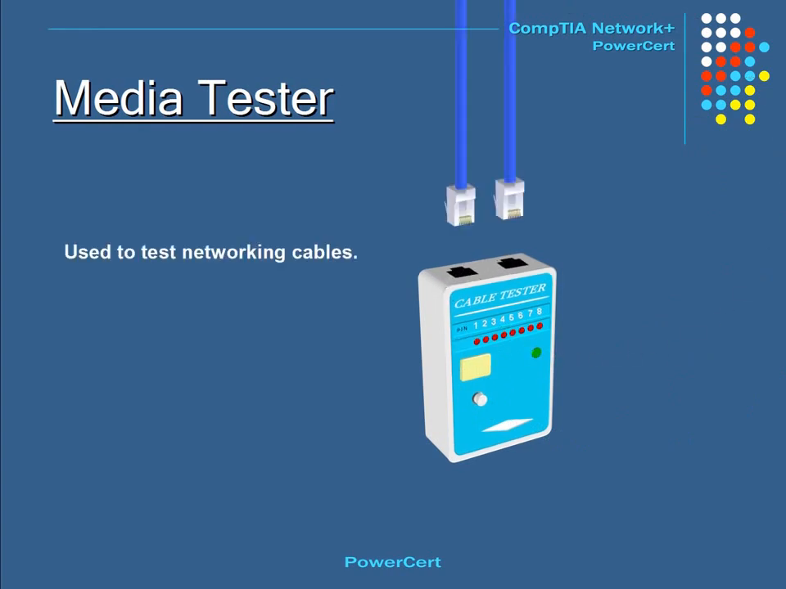Another network tool is a media tester. So after making a custom length cable using your wire crimper, it's a good idea to test the cable to make sure it's wired correctly. So you would just connect both ends of the cable into the tester, and then the tool will check the cable for you.